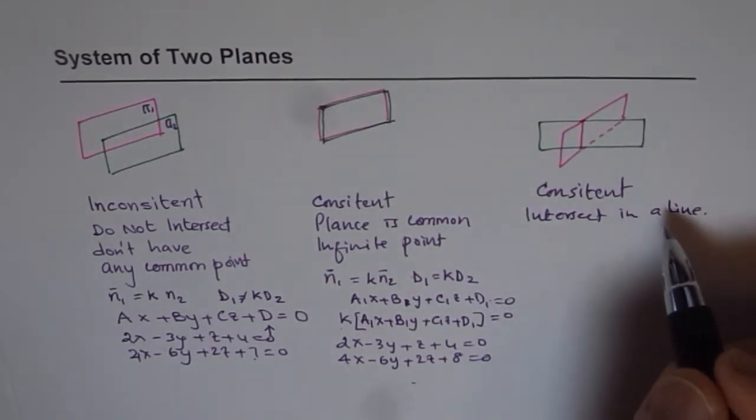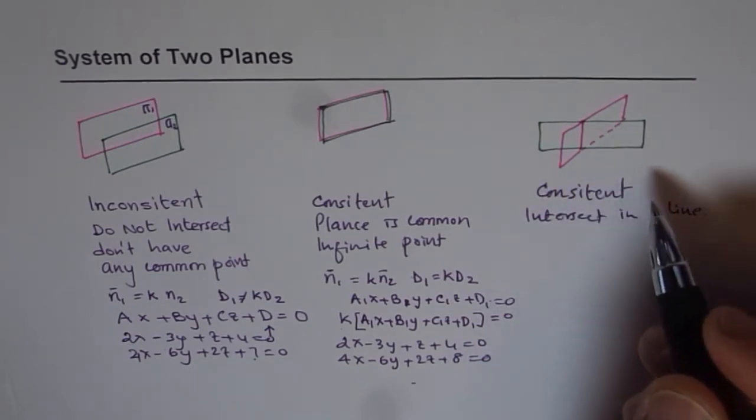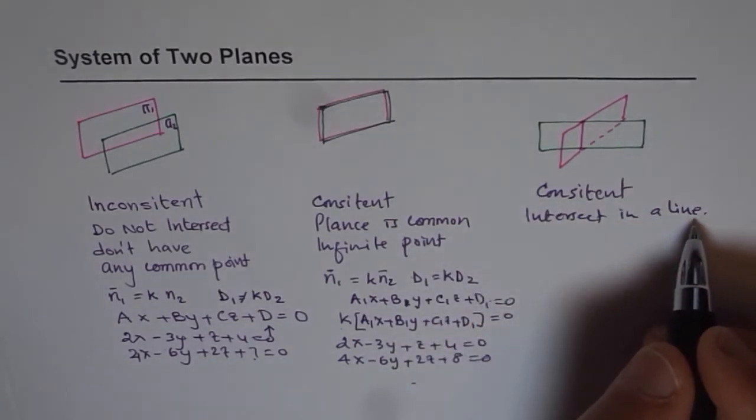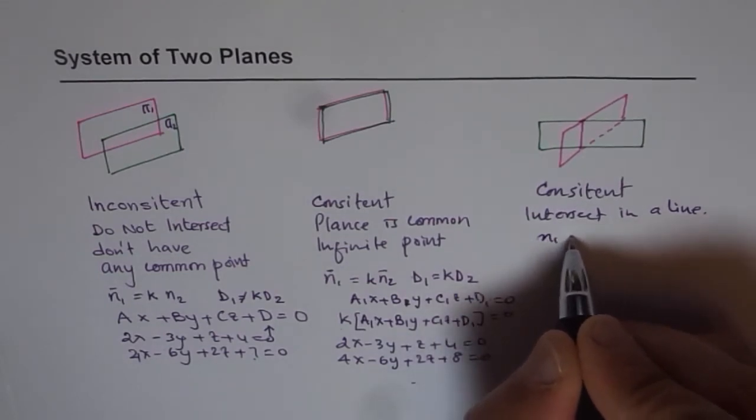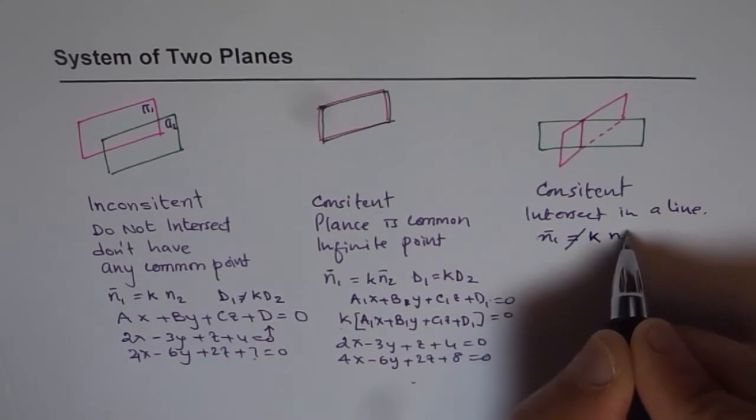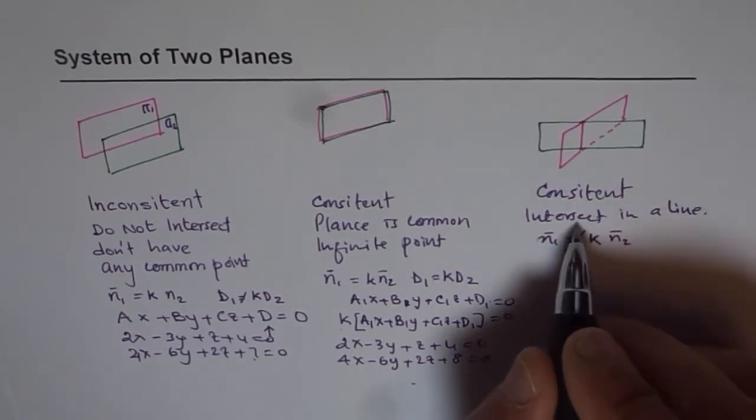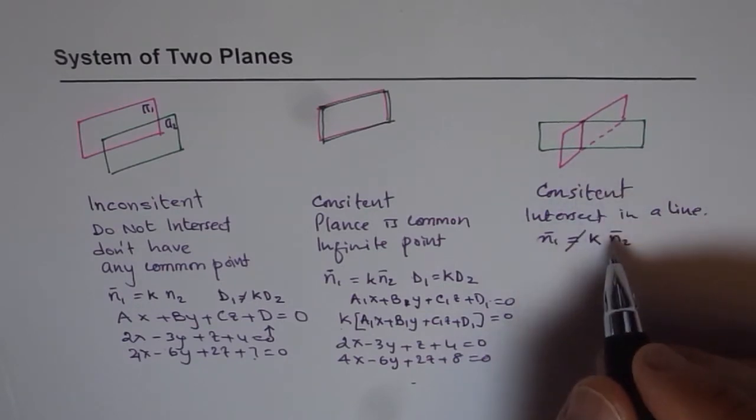So we can always find the equation of a line for the two planes to intersect, right? That is also a set of infinite points, because a line is a set of infinite points. In this case, the normals are not scalar multiples. That is very important. If the normals are not scalar multiples, then the planes will always intersect in a line, right? So that is how a system of two planes can be seen.